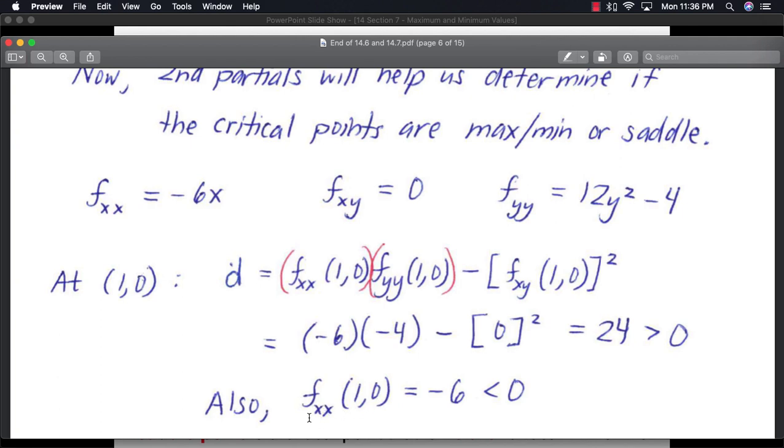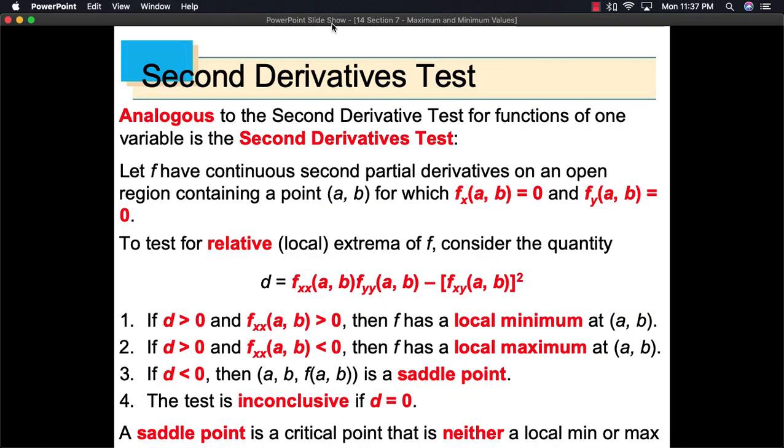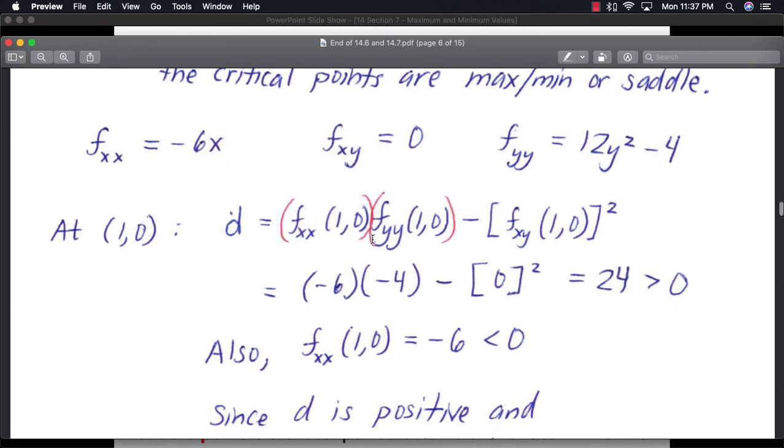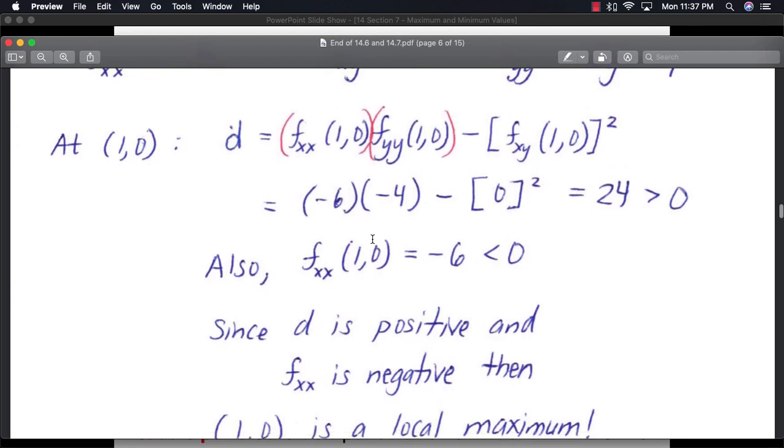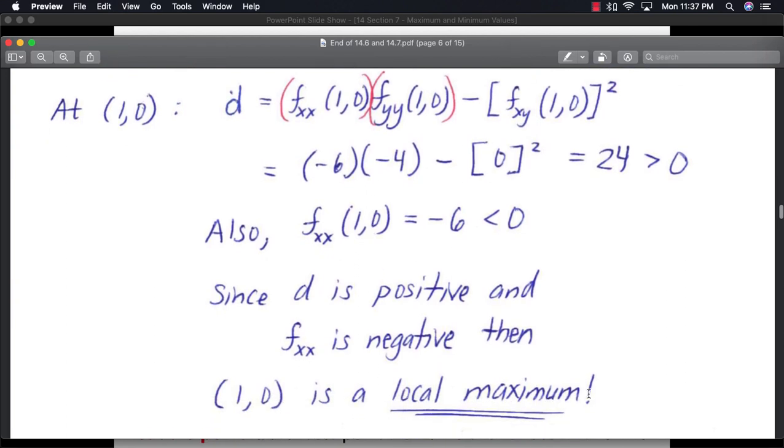Well, as you can see, if I go ahead and take my 1, 0 and plug it into f double x, then I do actually get a negative 6, which is less than 0. So once again, I get a value of D that's positive and a second derivative with respect to x that is negative. So going back to our little rule book here, we have a positive letter D and a negative second derivative. So that's going to be case 2. So that means we have ourselves a local maximum. So since D is positive and f double x is negative, then 1, 0 is what's known as a local maximum.